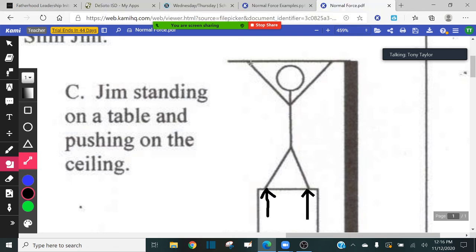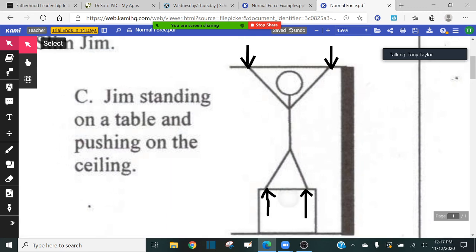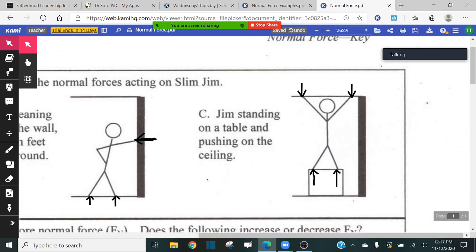Hopefully that makes sense, guys, because that's logical. If Jim is pushing up on the ceiling, then according to Newton's third law, the ceiling must be pushing down on him. For every action, there's an equal and opposite reaction. So the ceiling itself is pushing down on his hands like this. The normal force, remember, is always perpendicular to your surfaces of contact. So normal forces look like that.